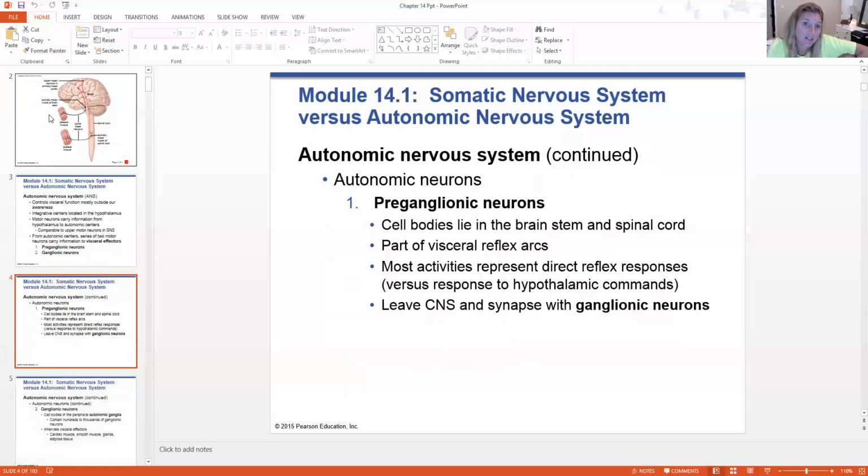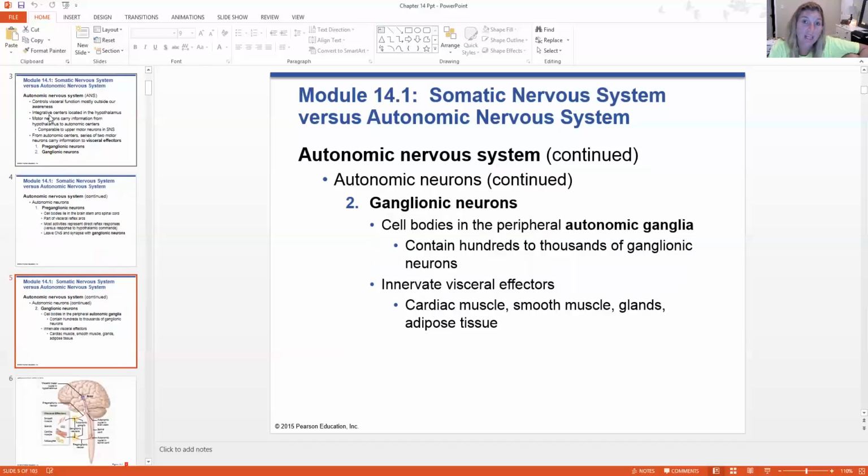So, preganglionic neurons, these have cell bodies within the brainstem or spinal cord. They're part of a visceral reflex arc, and most activities that they direct are reflex type responses. Like, you got to undergo peristalsis, or it's time to regulate your little sphincter muscle at your stomach or whatever. All those things, visceral reflexes, you don't really need to be aware of them. They leave the central nervous system, they synapse with a ganglionic neuron. So the ganglionic neurons have cell bodies in the peripheral autonomic ganglia. There's hundreds of thousands of ganglionic neurons. They innervate all of our visceral effectors: cardiac muscle, smooth muscle, glands, and adipose tissue.